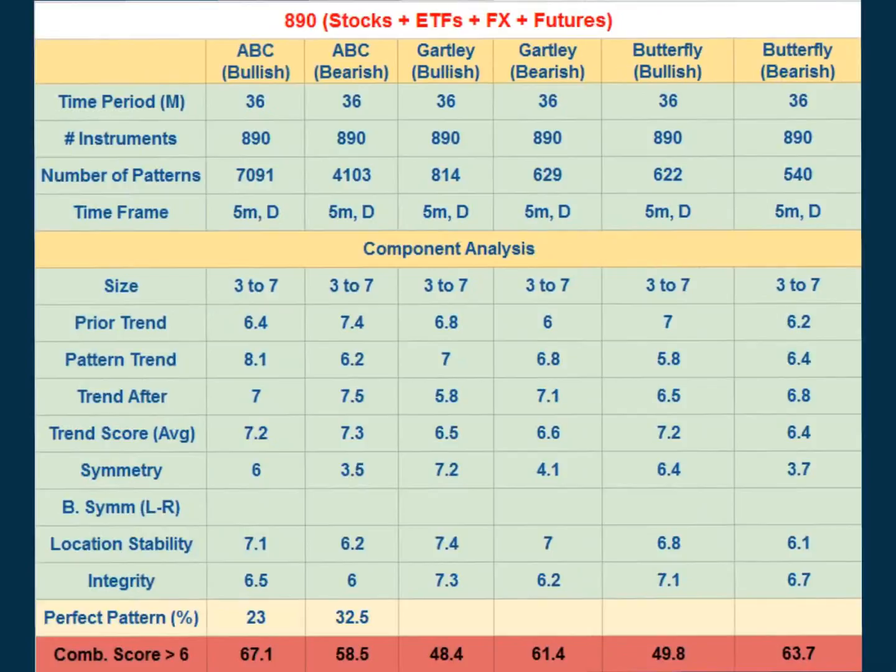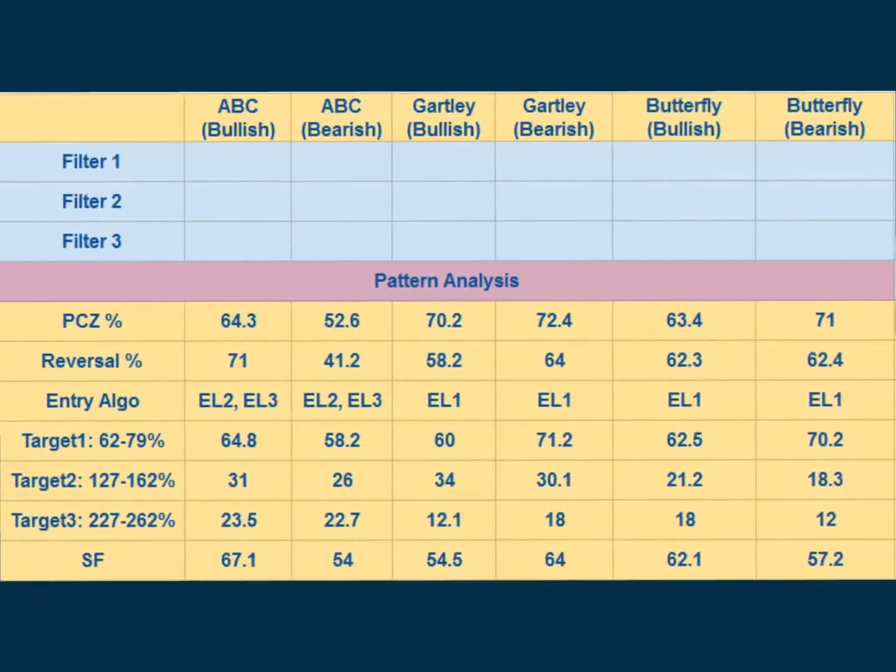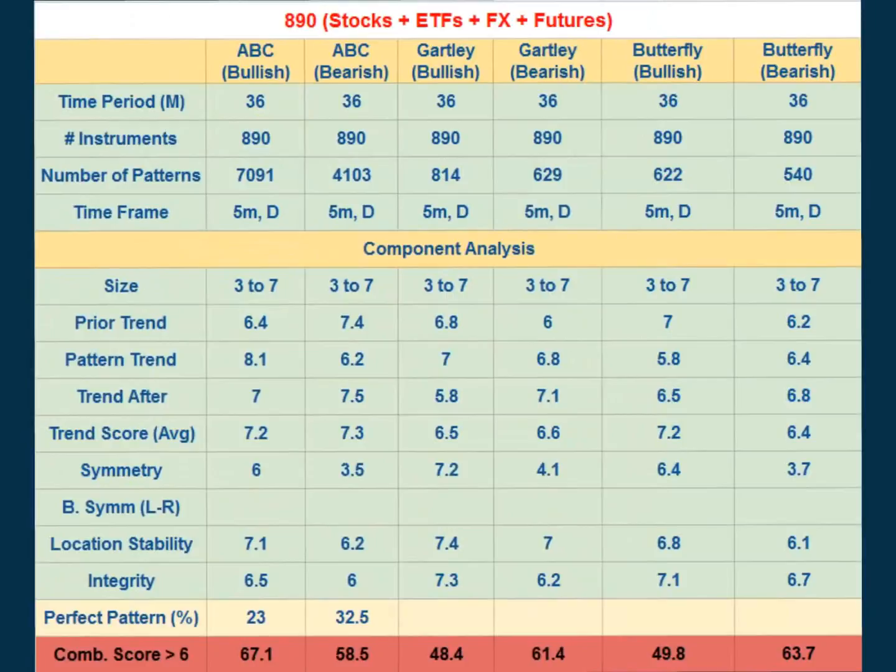Now, based on this combined score of greater than 6, I wanted to use it in my execution model. The execution model is the percentage of the patterns which completed. From these patterns I asked, what percentage actually triggered my entries? If you look at it, the reversal is the one: 71% of the patterns, which have a combined score of 6 or above, have reversed at 71 and above.